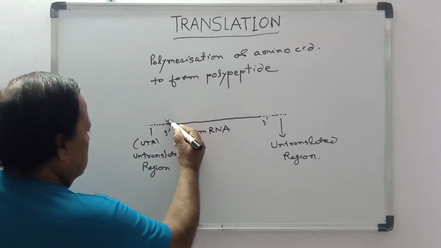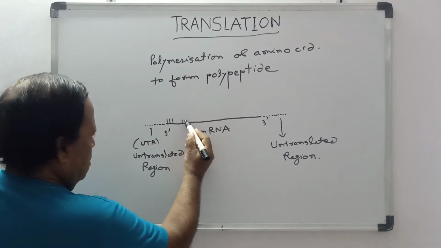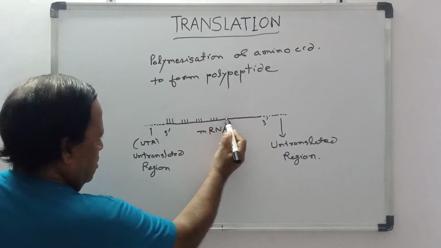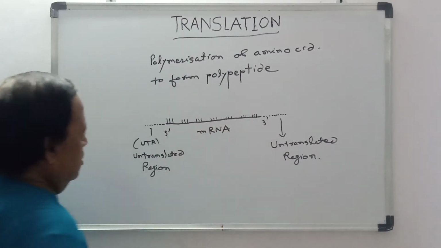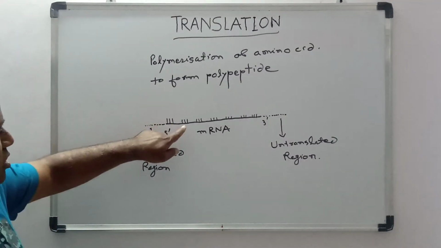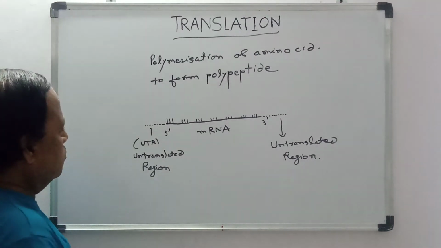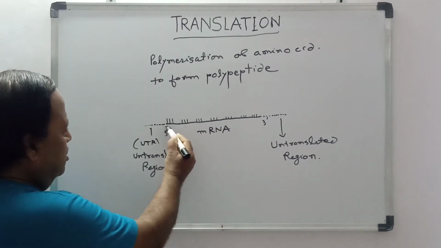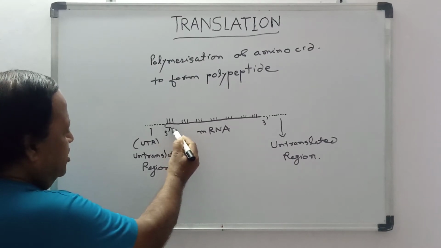Now these codons are shown in triplets. This is one codon, this is another codon, this is another codon. So what happens is that the ribosome binds here.